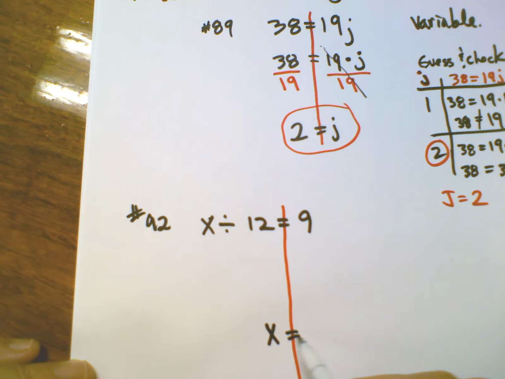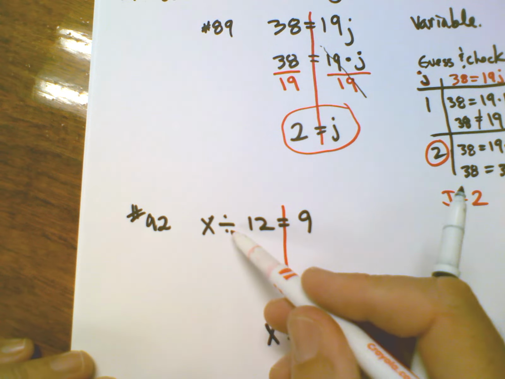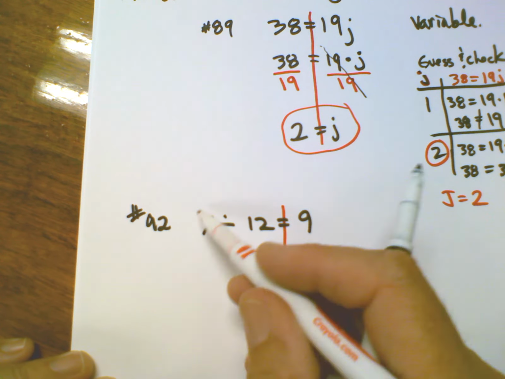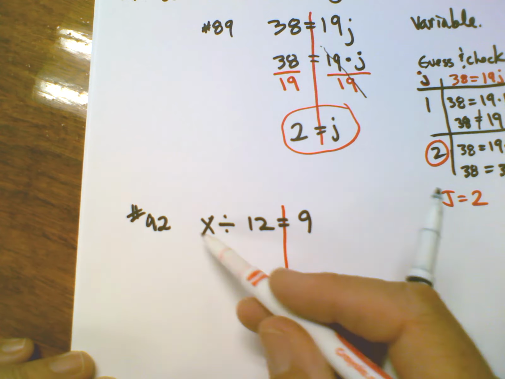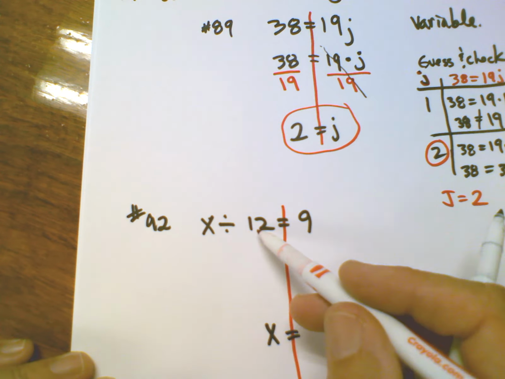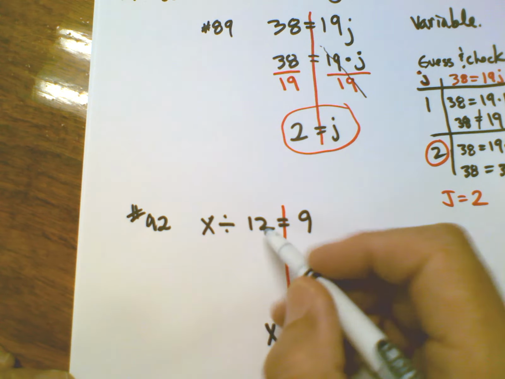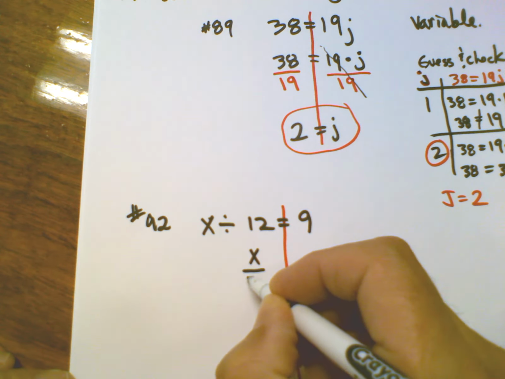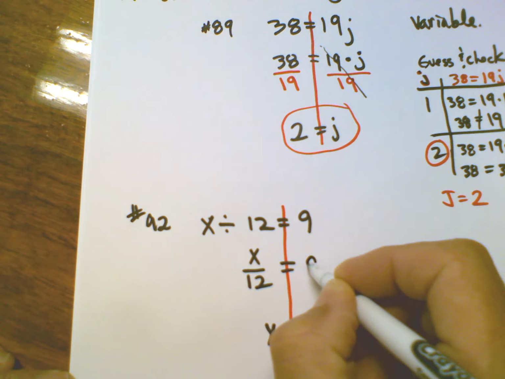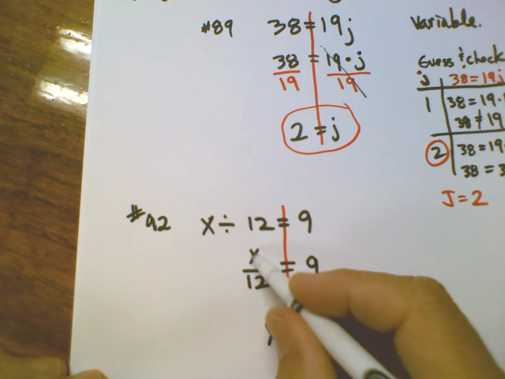So my goal is to get x all alone. I want 1x. So right now, x is divided by 12. So what's the opposite operation that's going to get rid of the divided by? Well, let me rewrite this. It might help you to see it. x divided by 12, can I rewrite it to say x over 12 is equal to 9? That's the same thing, isn't it?